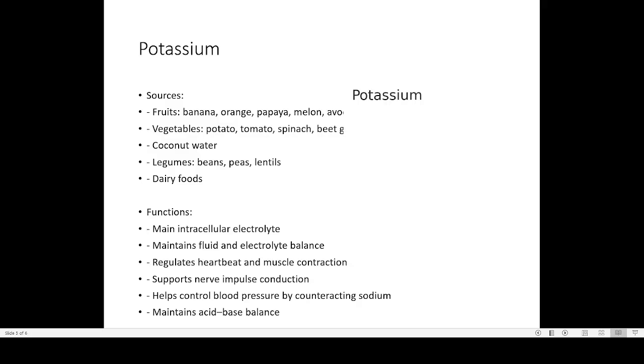Then coming to the function, it is an important intracellular electrolyte. Intracellular, within the cell. Within the cell, they are maintaining the normal sodium potassium level of the body, and it maintains the fluid and electrolyte balance. So that is also an important function of that. Then it regulates heartbeat and muscle contraction. Now one important function of potassium is that if the amount of sodium in your body is increasing, that will be increasing your blood pressure. But on the other hand, if the amount of potassium is increasing, that will be reducing your blood pressure.